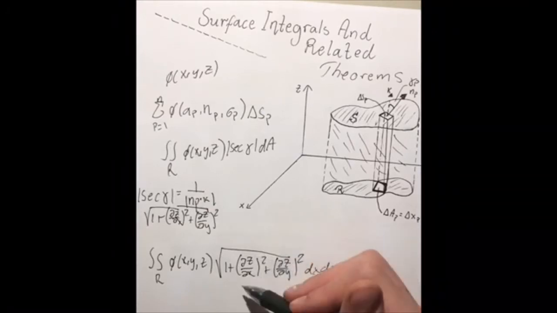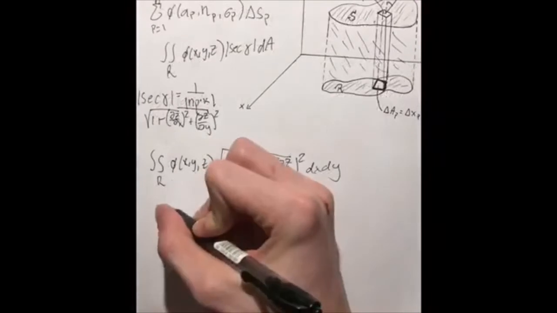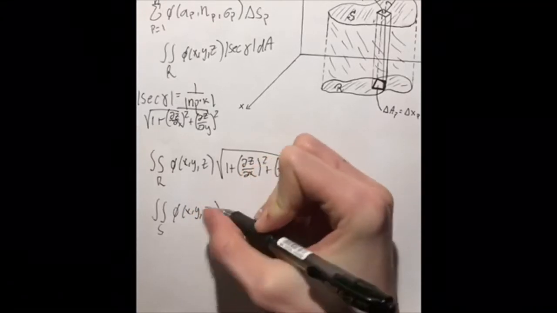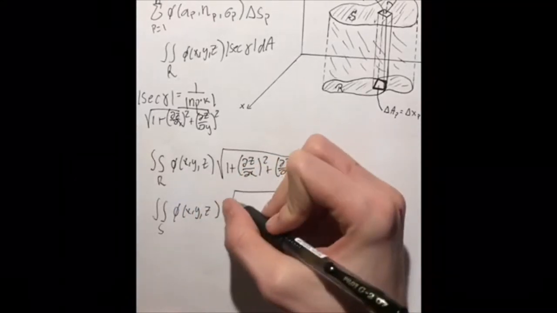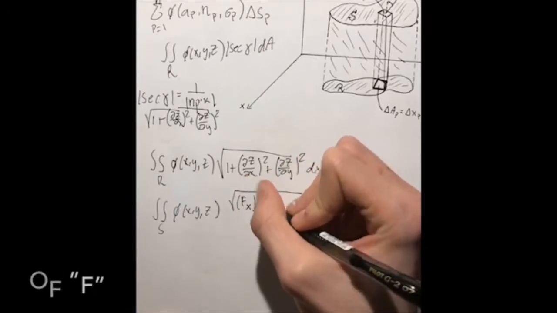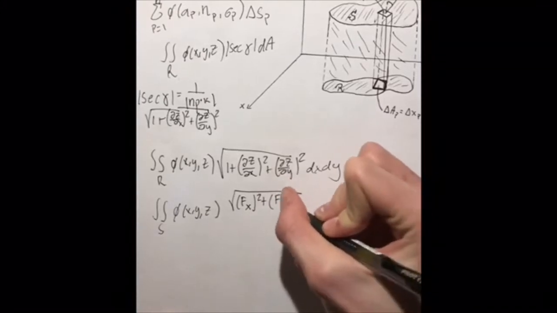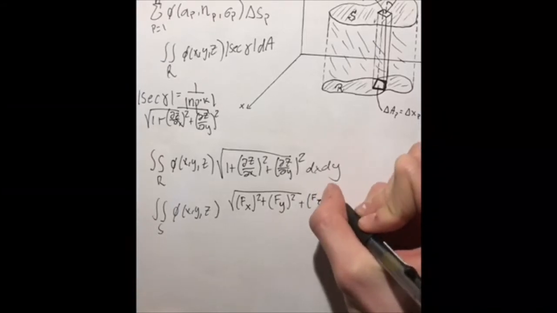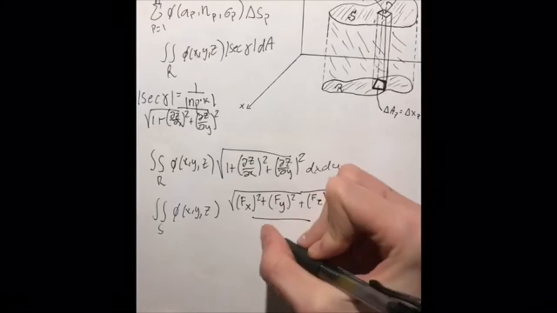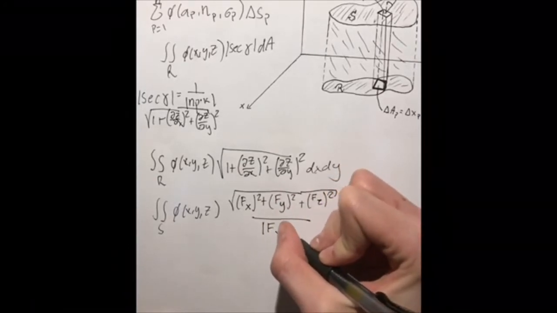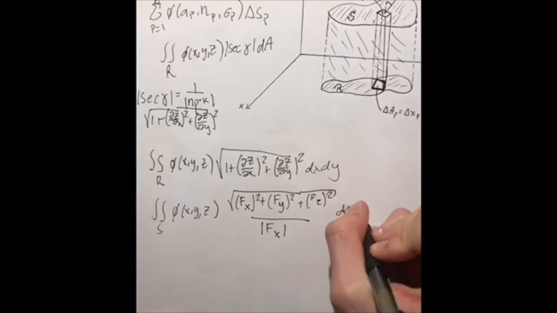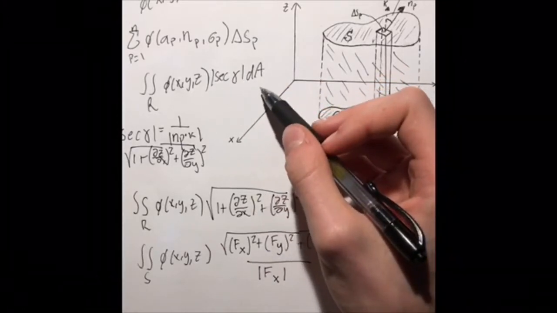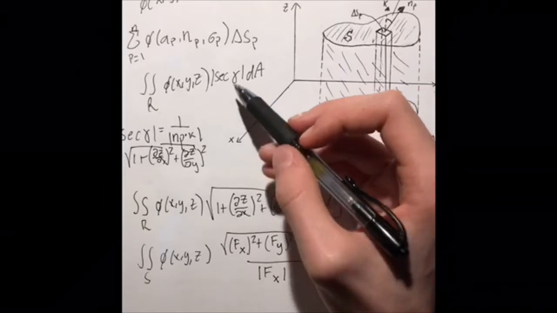In case the equation for S is given as capital F of x, y, and z equal to 0, it can also be written as the double integral over S of phi of x, y, and z times the square root of the partial derivative of F with respect to x squared plus the partial derivative of F with respect to y squared plus the partial derivative of F with respect to z squared over the length of the partial derivative of F with respect to z, dx dy.